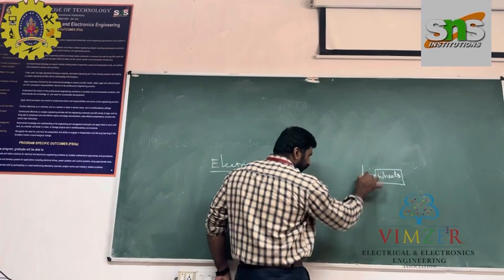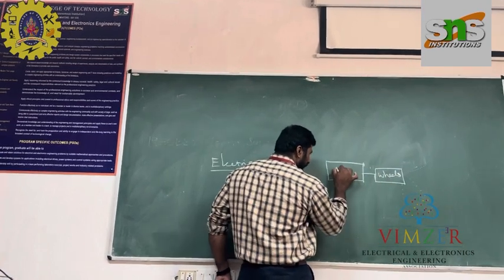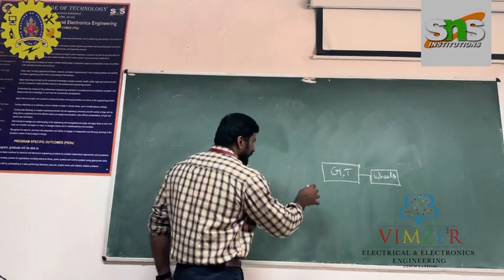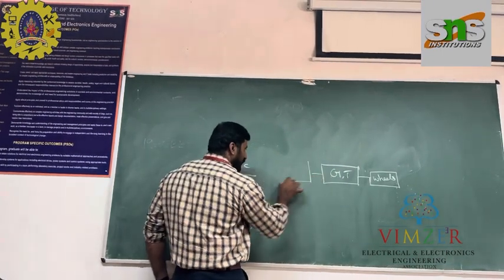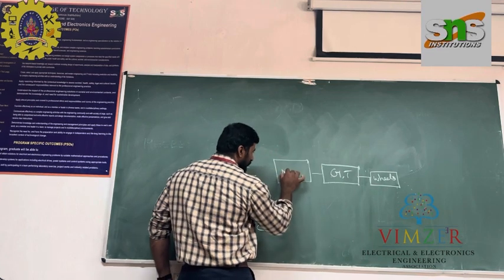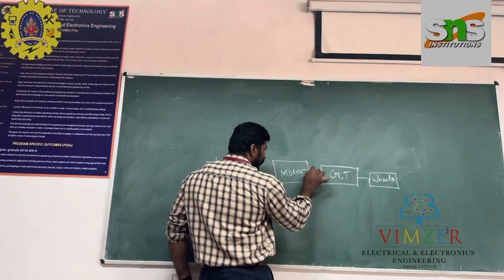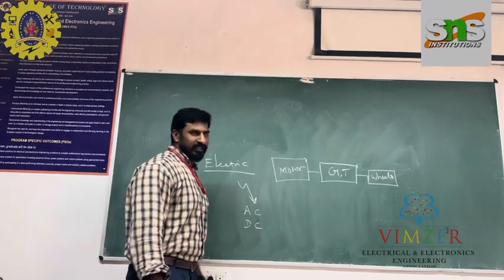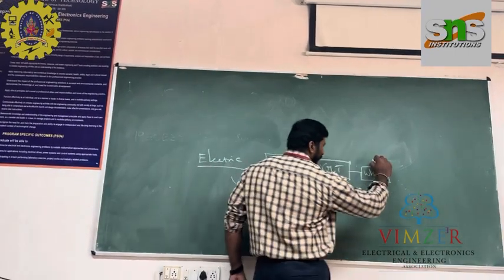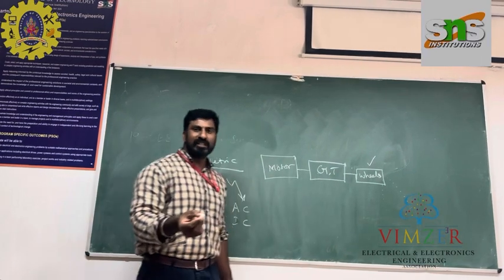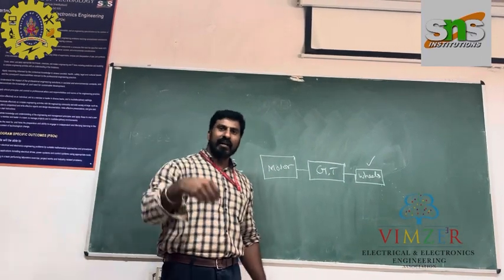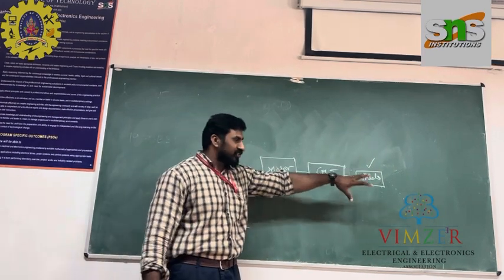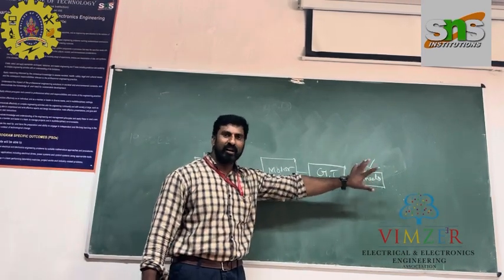The vehicle wheels are connected to a gearing arrangement, or gearing transmission. This gearing transmission is connected to motors. The motor is a device that runs with the help of electricity. The wheel is common, whether it is an internal combustion engine, an electric vehicle, or a hybrid vehicle. Whatever it may be, the wheels are constant. That means wheels are common for all vehicles.